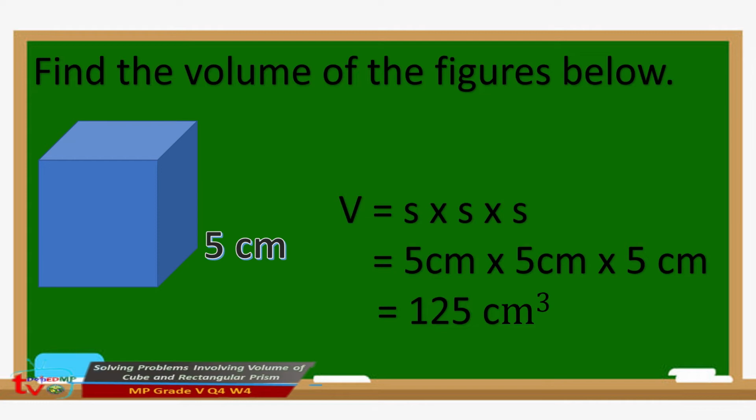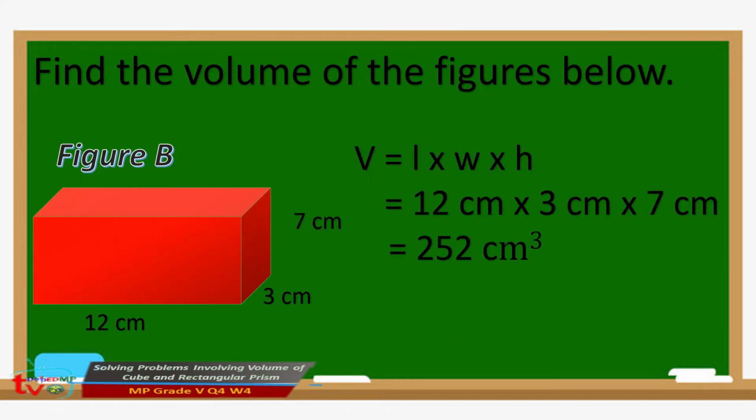So let us substitute S with 5 centimeters. Volume now is 5 centimeters times 5 centimeters times 5 centimeters. For the answer now, we have 5 times 5 is 25, and then we multiply it again by 5, you get 125. For the unit of measurement, we have centimeters times centimeters times centimeters, so we will have cubic centimeters. So the final answer is 125 cubic centimeters.